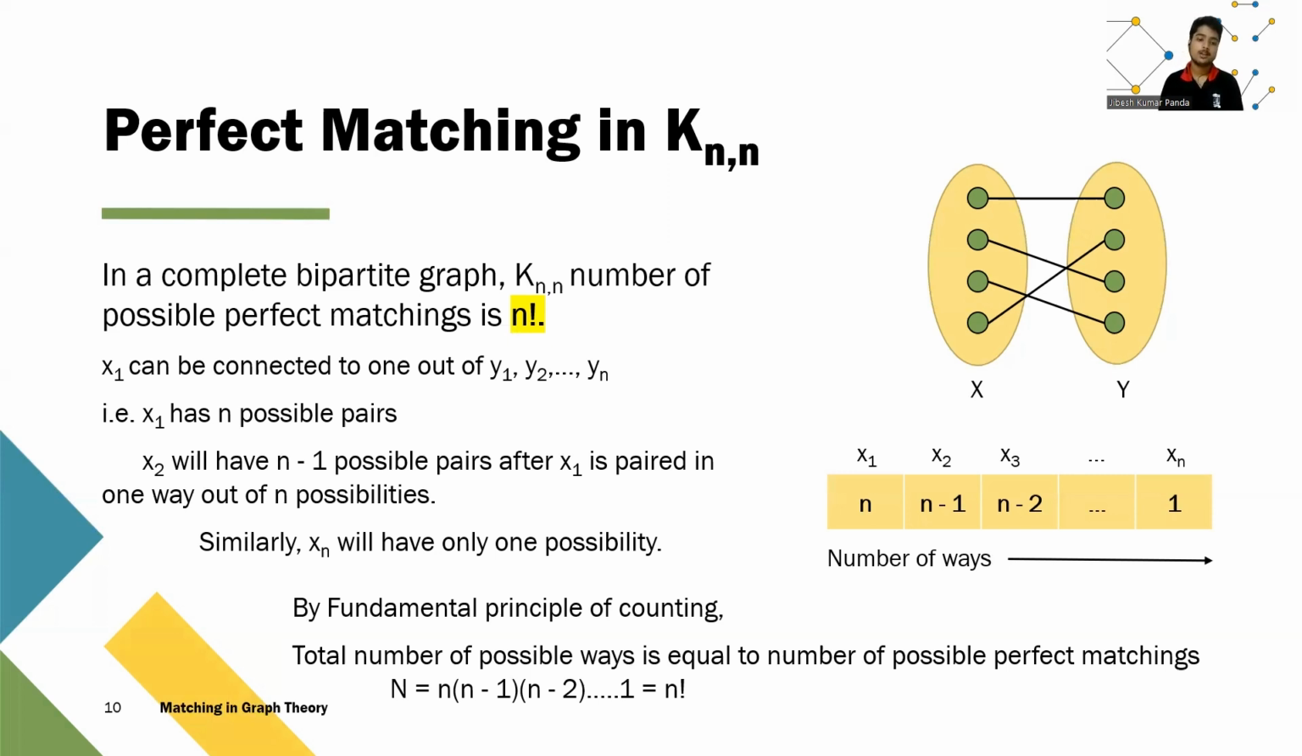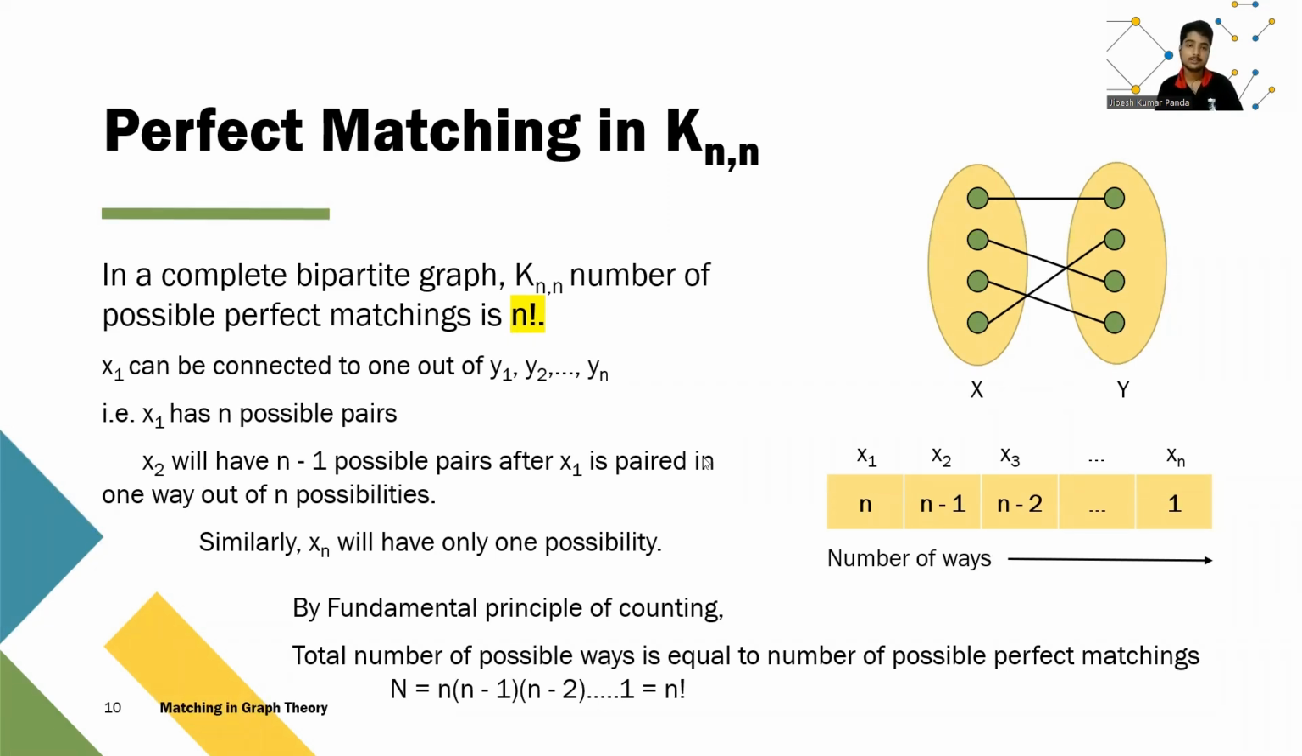So by the fundamental principle of counting, we will have to multiply the number of possible ways for each instance as we are considering all of them simultaneously. So the number of possible ways, which is also equal to the number of perfect matchings in a complete bipartite graph Kmn, is equal to n into n minus 1 into n minus 2 and so on up to 1, which is nothing other than n factorial.